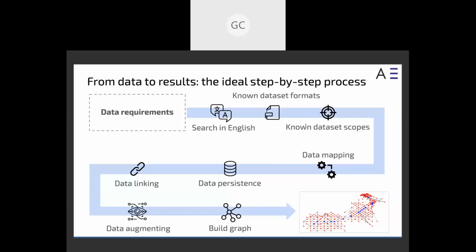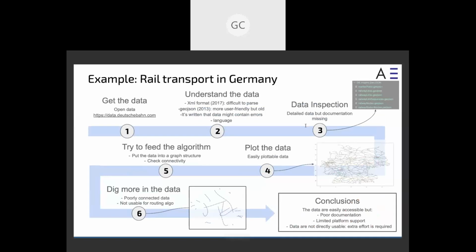And the key point here is like the data mapping, because once we are able to get the data, and the data is in a good format in which we can perform the analysis, we are then able to map the data to our scope, to persist it in a database, to link, to augment it, and finally to build the graph.